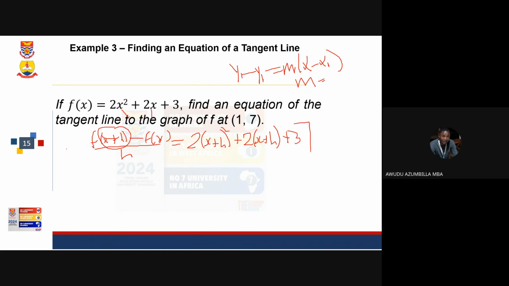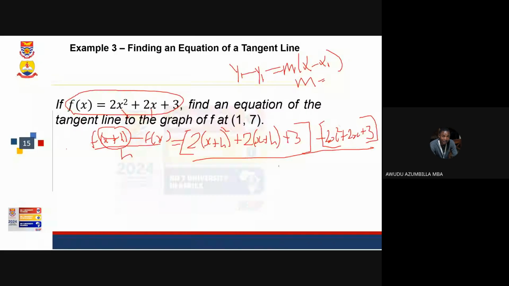So the whole of this one is our f of x plus h. Now we will minus this from our f of x, and f of x is the whole function. So you are going to write 2x squared plus 2x plus 3. This is what we have. Then the whole of this one over h. So this is what we have.